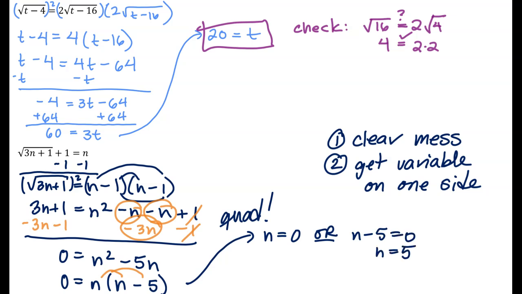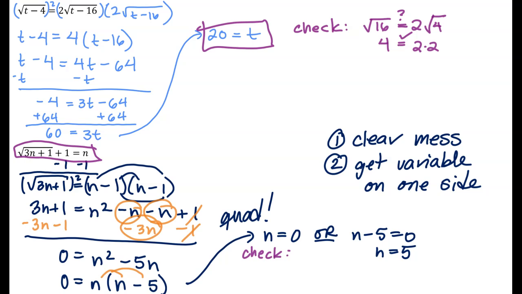We have to check both solutions. This is very important. When I check, always check all the way back up in the original equation. Any of those steps you do along the way might have introduced new solutions. The truth is here, the only step that we did that could introduce new solutions is squaring, but you always want to go back to the original just to be safe.